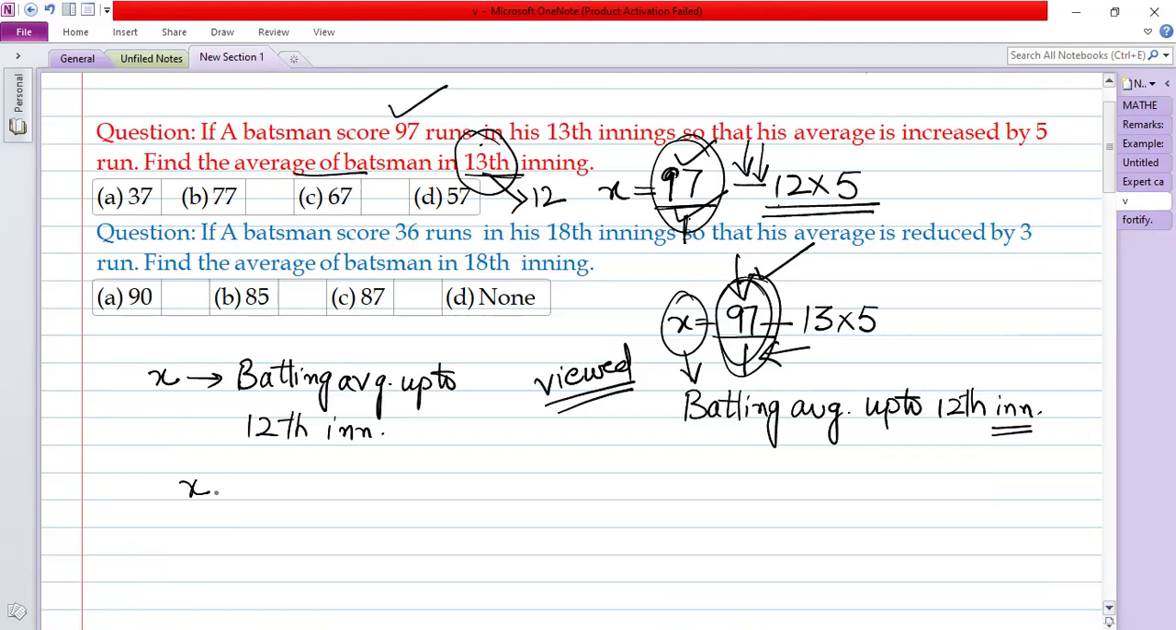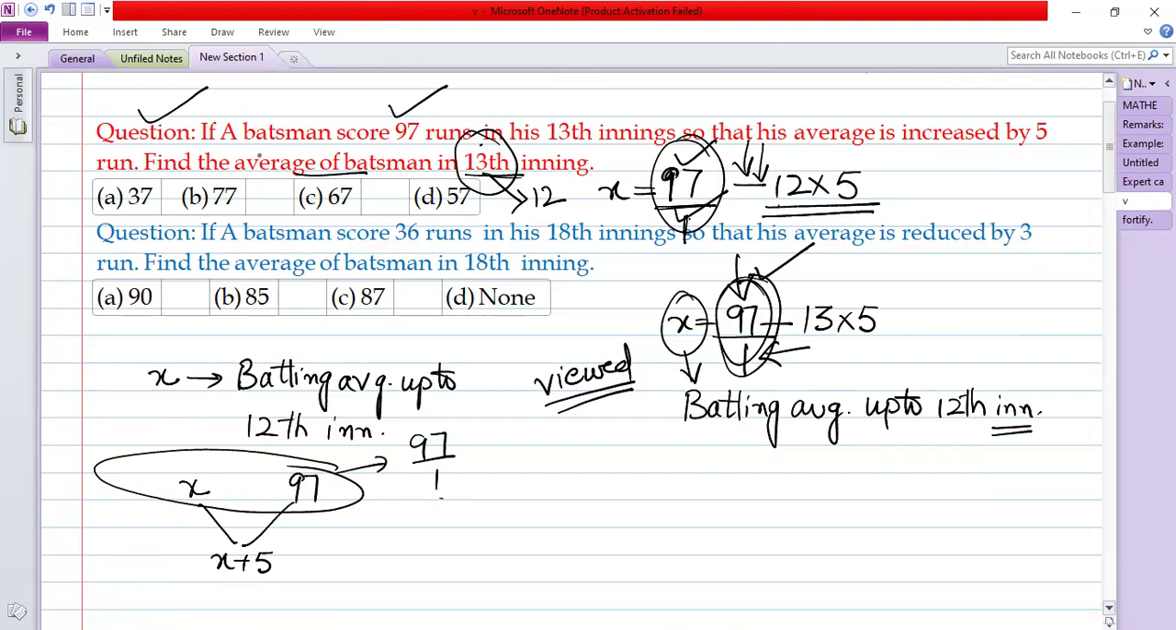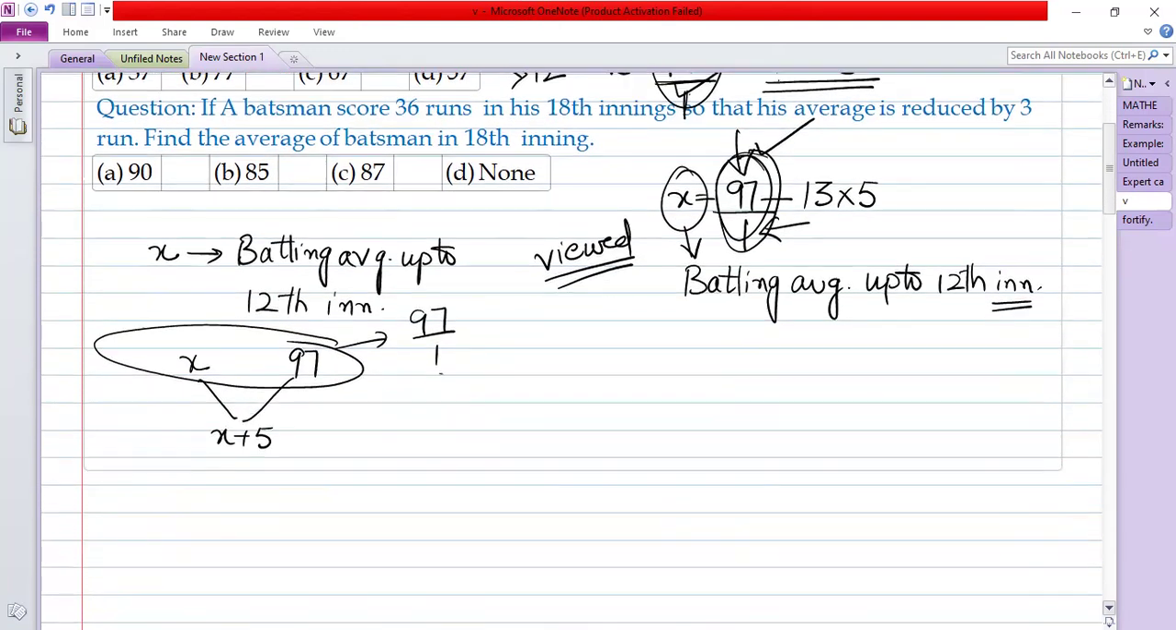Okay. So here it is X. Now in the last match, the average is 97, because this is 97 by 1. And what is the combined average of the 13 matches? Obviously it will be X plus 5 as per the statement. So again we have three averages involved. As per the method of allegation, we need the difference here.